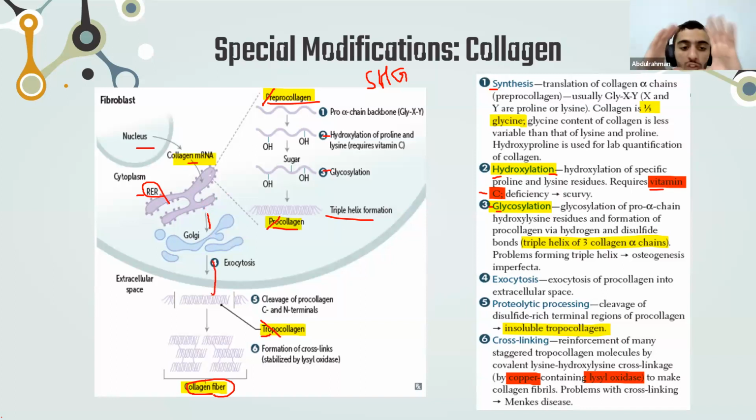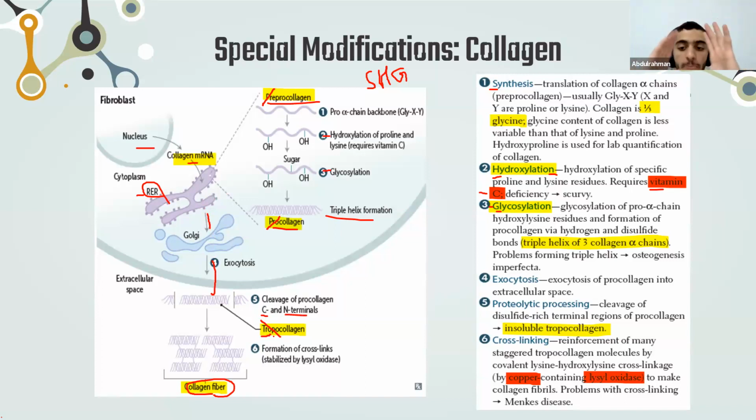So once it's outside the cell, what happens with the collagen? We remove the ends, we cut off the terminal ends. It has its own haircut. Once it's old and mature, we send it out, we give it a haircut. We cut off the C end and the N terminal. And now this is going to be referred to as a tropocollagen.